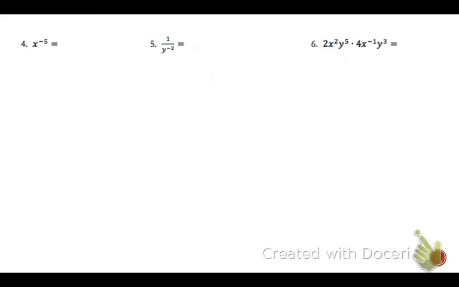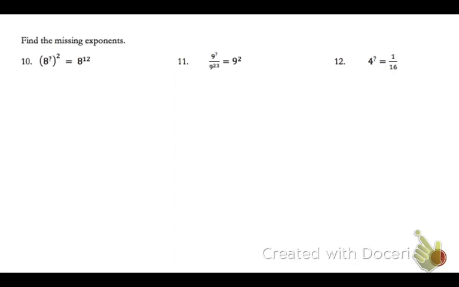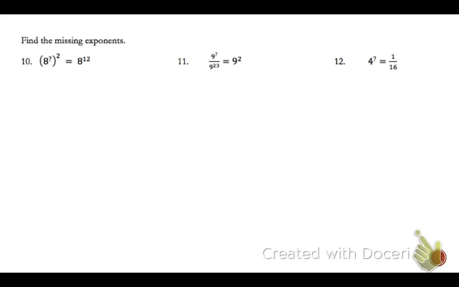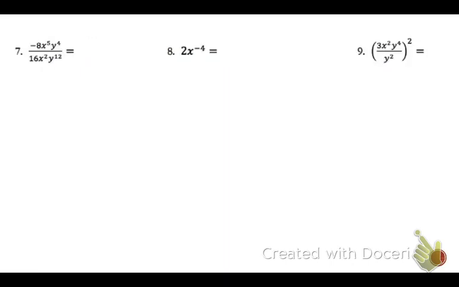Now let's look at numbers 7, 8, and 9. So with number 7, we've got a fraction, and so that means division. So again, we'll just think of like terms. First, just work with our negative 8 and 16. We can divide each of those by 8, so that'll reduce down to negative 1, and I'm just going to write there over 2.